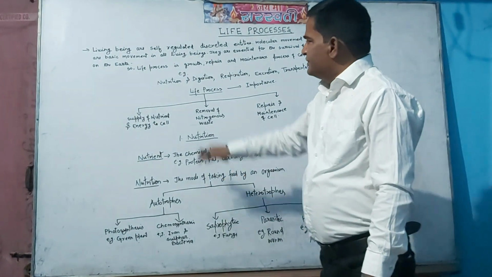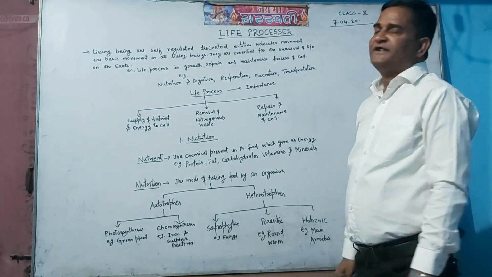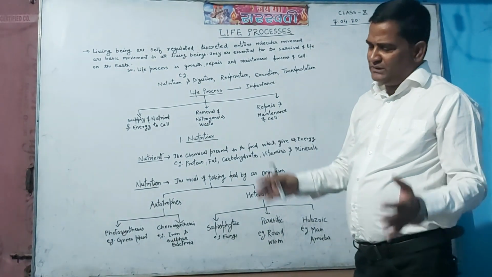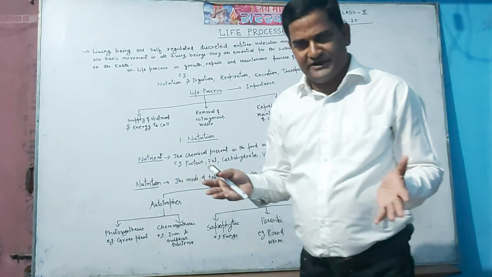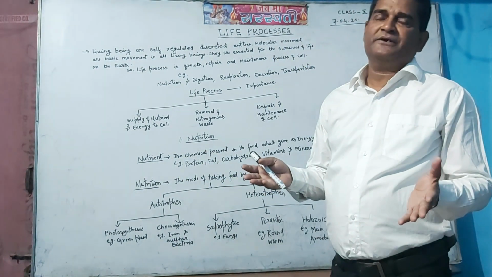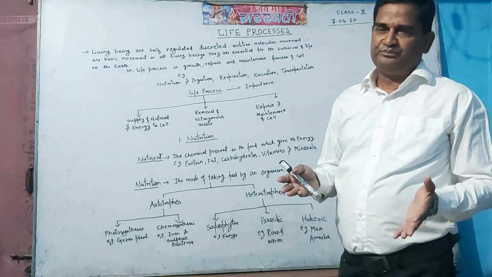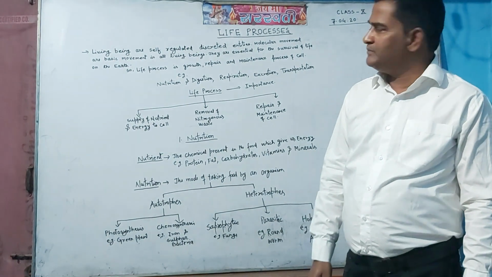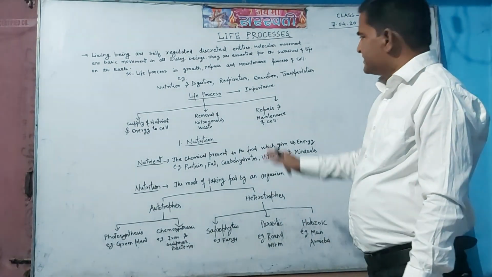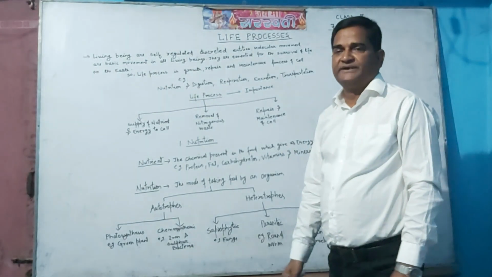And life process is the growth, repair and maintenance process of the cell. There are so many examples, children, like nutrition, respiration, reproduction, control and coordination. These are some common examples of life processes. Now the second question arises, children: what is the importance of these life processes?